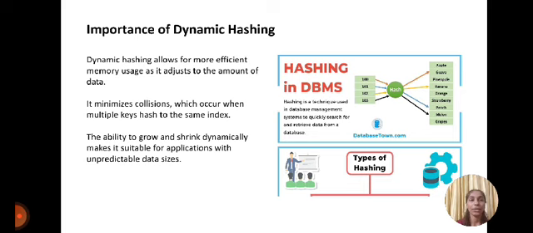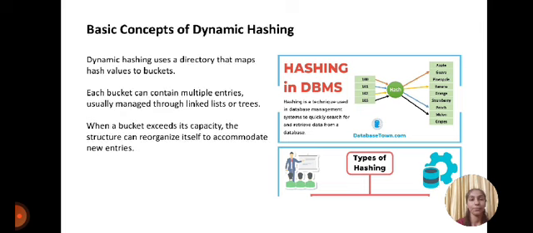Importance of dynamic hashing. What are the important things for using dynamic hashing? Dynamic hashing allows for more efficient memory usage as it adjusts to the amount of data. It minimizes collisions, which occur when multiple keys hash to the same index. The ability to grow and shrink dynamically makes it suitable for applications with unpredictable data size.